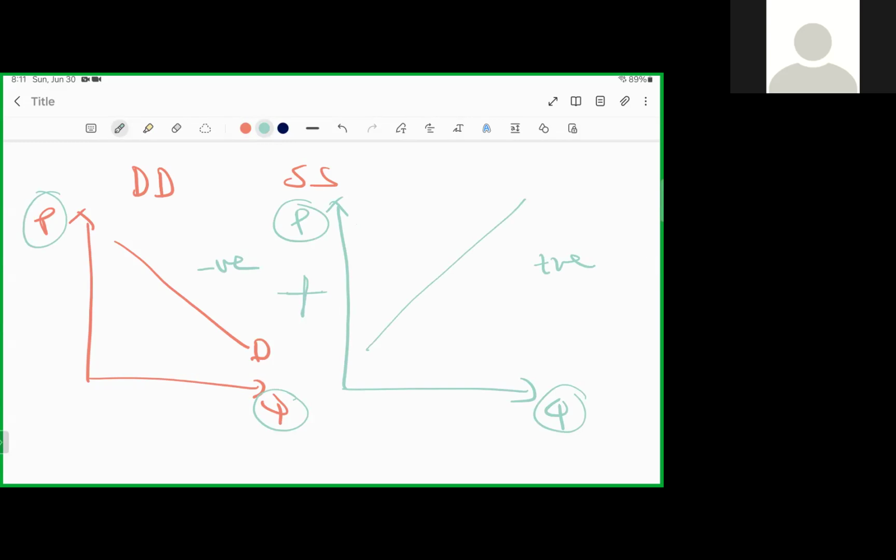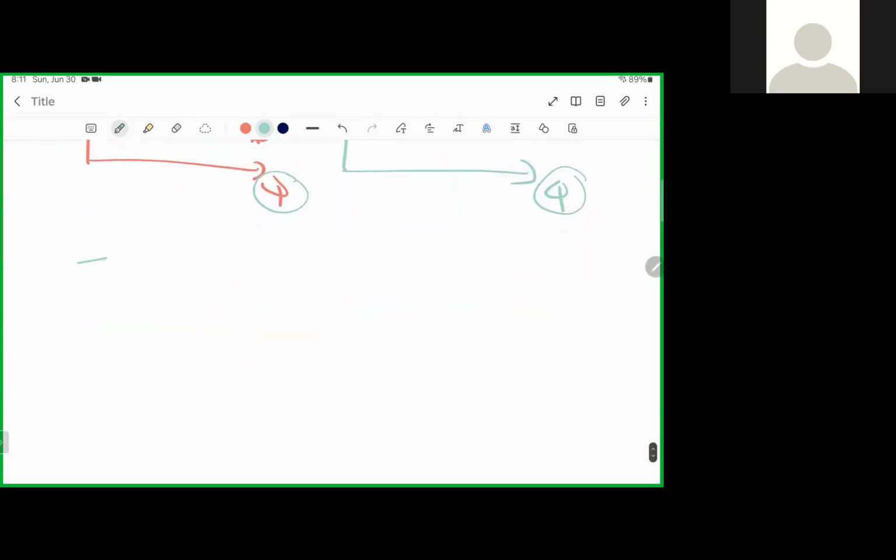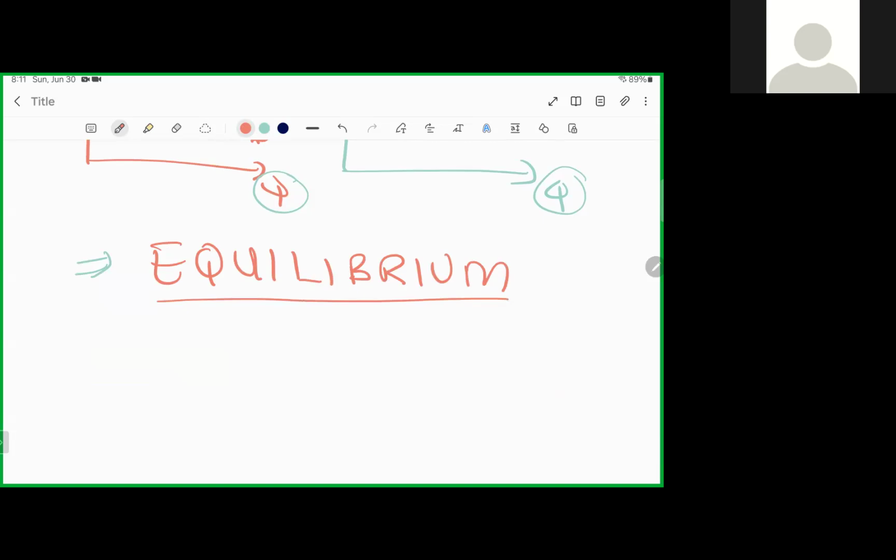Now, when you bring these two together, it gives you an interesting point that you can start your analysis with. And that point gives you the idea of what is called the equilibrium. What is called the equilibrium?